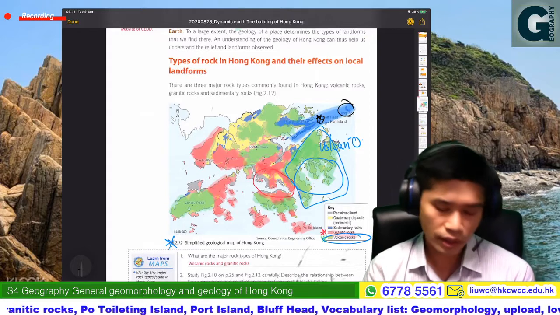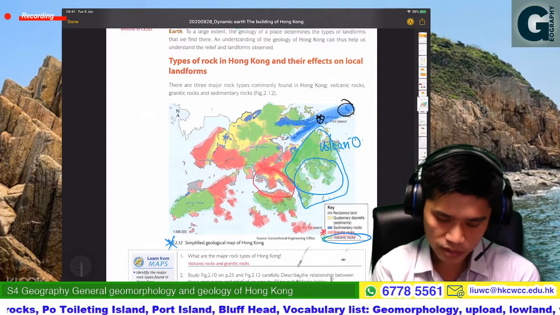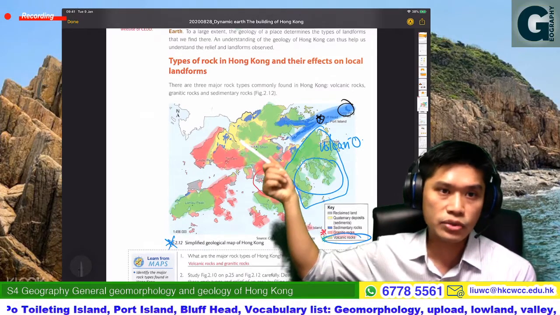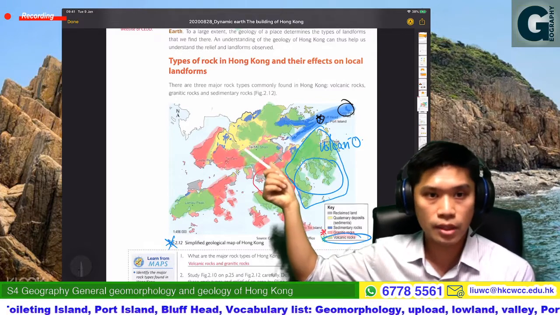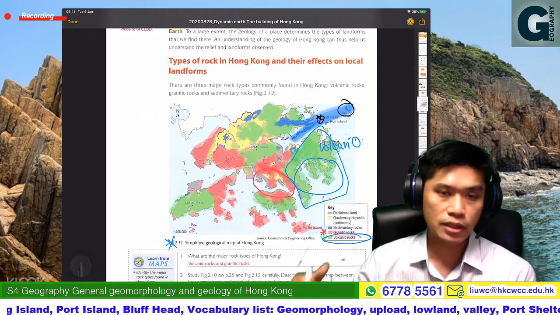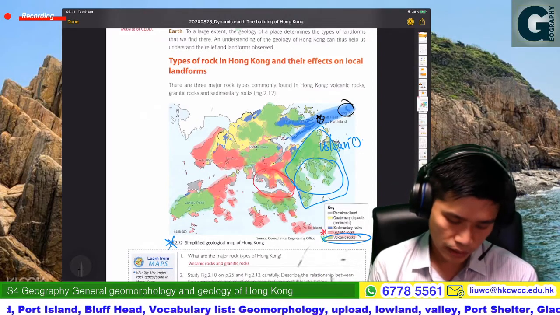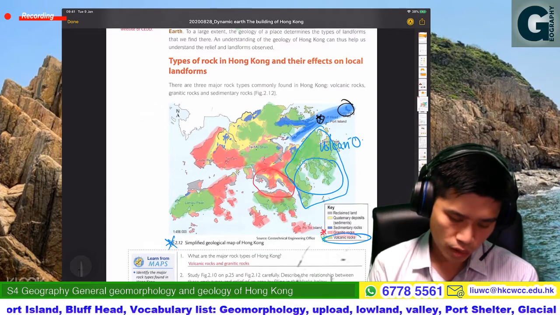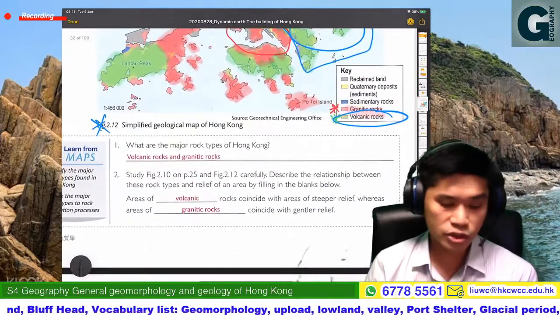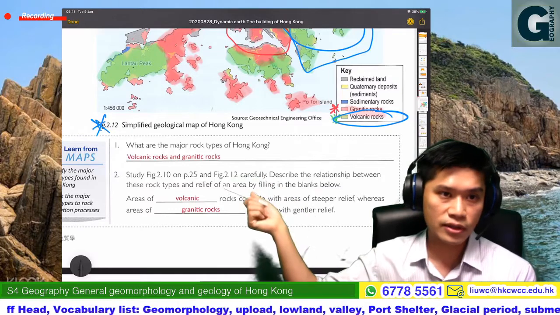And then for others, you can also see some sediment, the quaternary deposits and also the reclaimed land. For the deposits, you can see most of the area is in the northwestern part of Hong Kong. Just now we mentioned the fluvial landscape in Yuen Long, that would be the floodplain. So that would be the major rock distribution, or the geology, in Hong Kong. Then you can see the major types in Hong Kong are volcanic rock and also granitic rock.